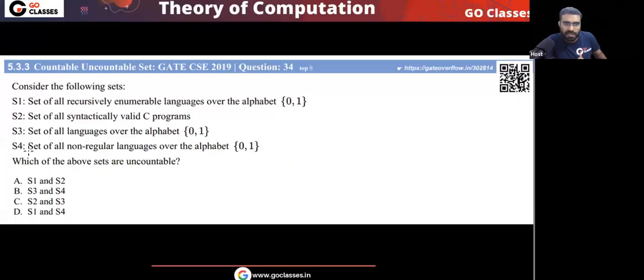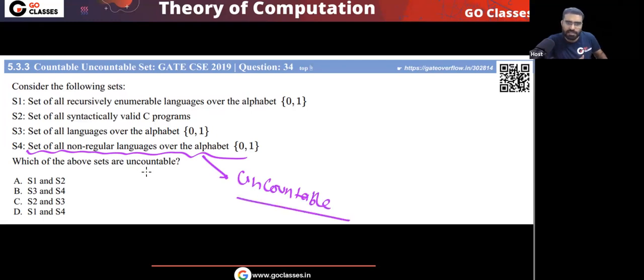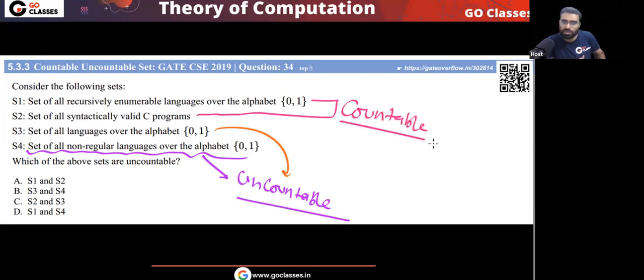So we have seen this. The set of all non-regular languages will be uncountable. The set of all regular languages will be countable. The set of all languages will be uncountable. The set of all programs is countable. The set of all RE languages is countable. So this is your question, and we have seen you can solve it very easily. The question is asking which is uncountable. The answer will be option B.